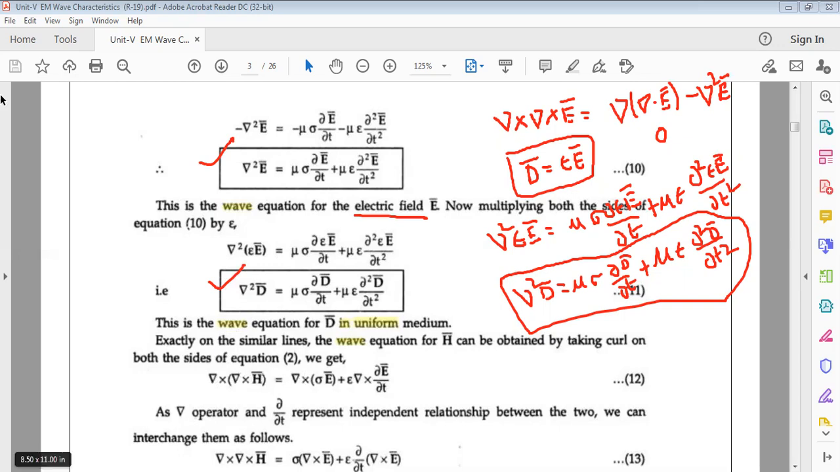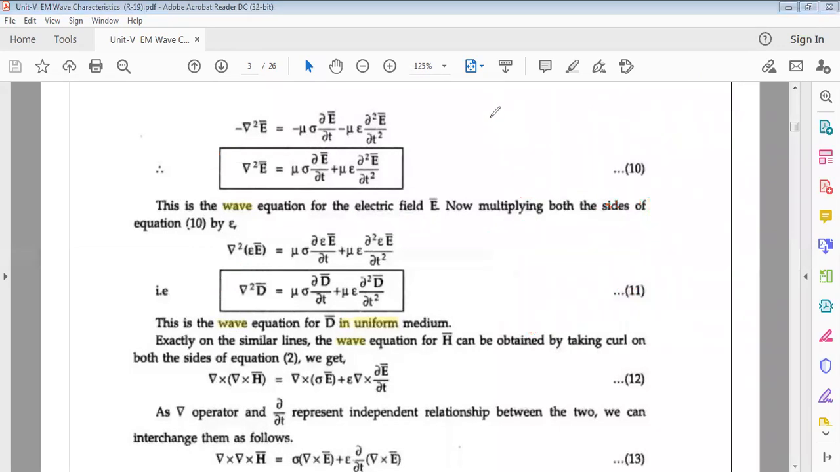Del cross H bar is equal to sigma into E bar plus dou D bar by dou T.